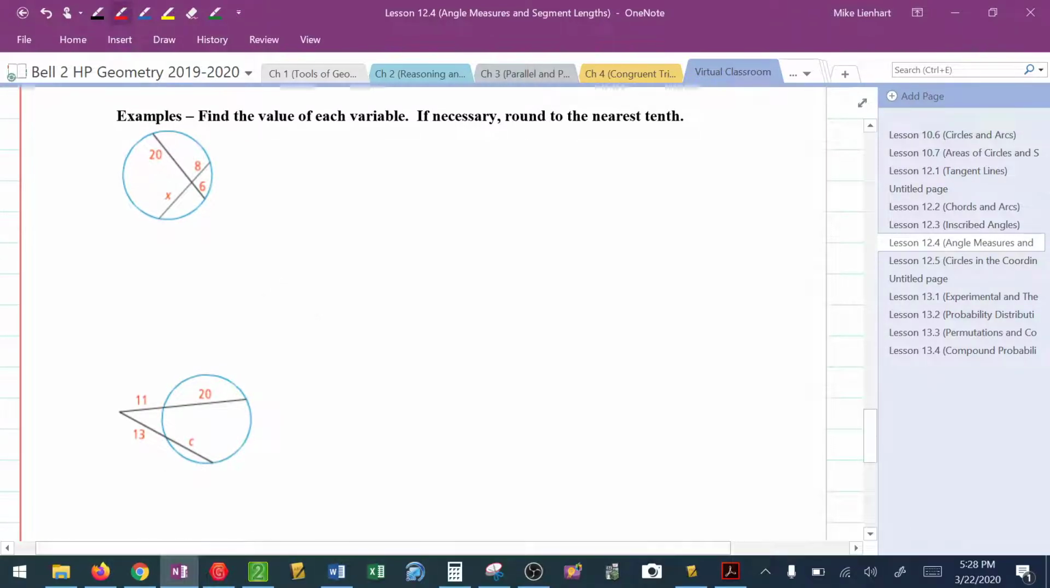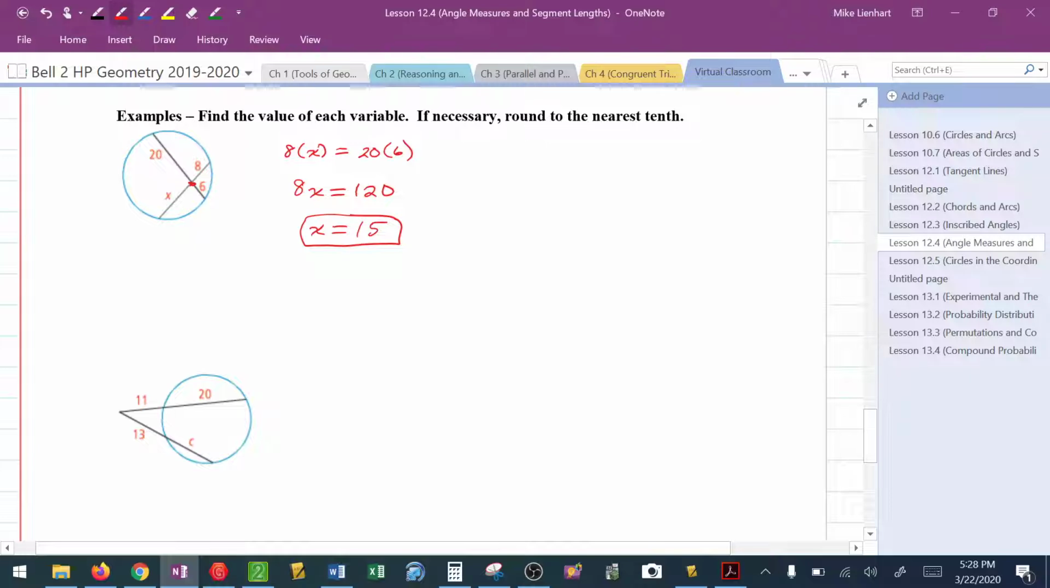All right. So we've got 2 scenarios. Vertex in or vertex out. If the vertex is in, then I know 8 times X is equal to 20 times 6. Stop for a second and think about how I did that. From the vertex, I went to the circle times to the other side of the circle on a chord. Then I did to the circle to the other side of the circle on the other chord. That creates an equation. I know that 8x is equal to 120, which means that x would be equal to 15.